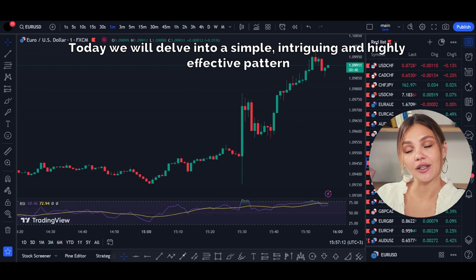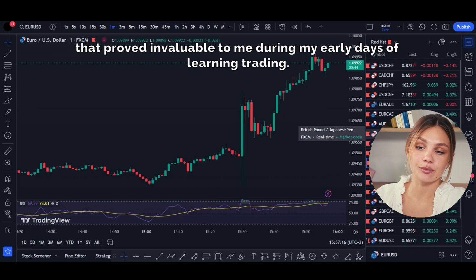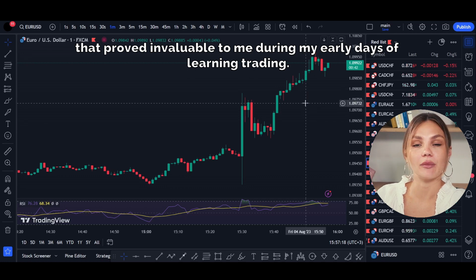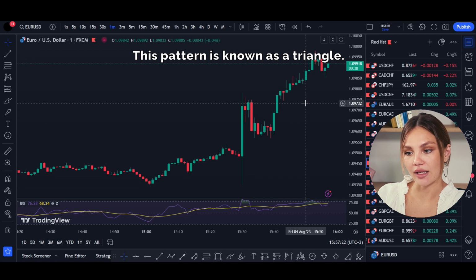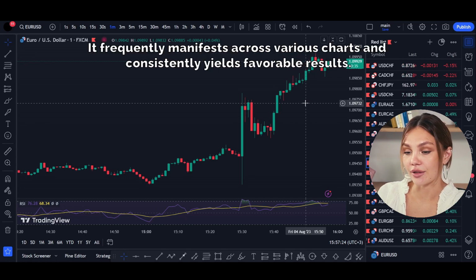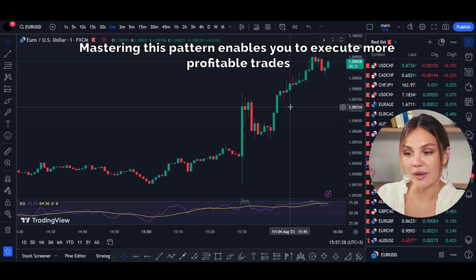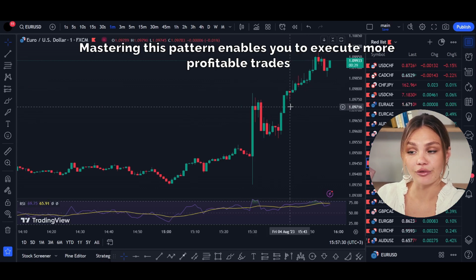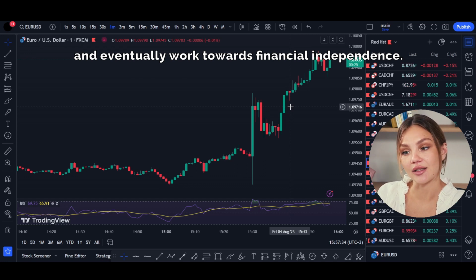Today we will delve into a simple, intriguing, and highly effective pattern that proved invaluable to me during my early days of learning trading. This pattern is known as a triangle. It frequently manifests across various charts and consistently yields favorable results. Mastering this pattern enables you to execute more profitable trades and eventually work towards financial independence.